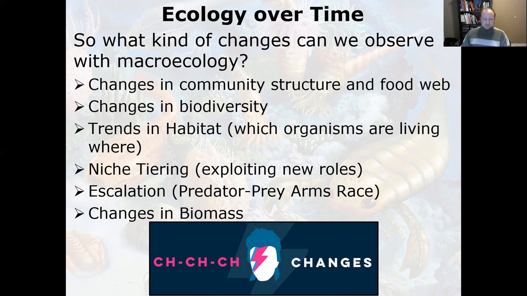Another thing that we see is changes in biodiversity. Just how many different organisms are there, and how many are competing for the same kind of space. Another thing that we see is trends in habitat. We see differences in who is living where. Which organisms are occupying the beach, which are occupying the deep abyssal plain, which are occupying the middle and outer shelf. Those things change through time, and it's interesting how they change, and it gives us some information about the ancient environments.